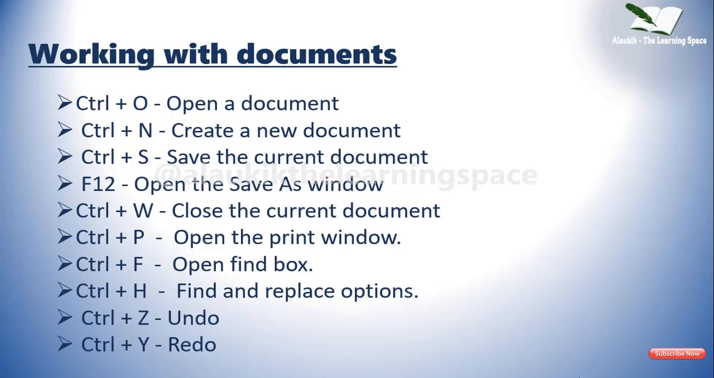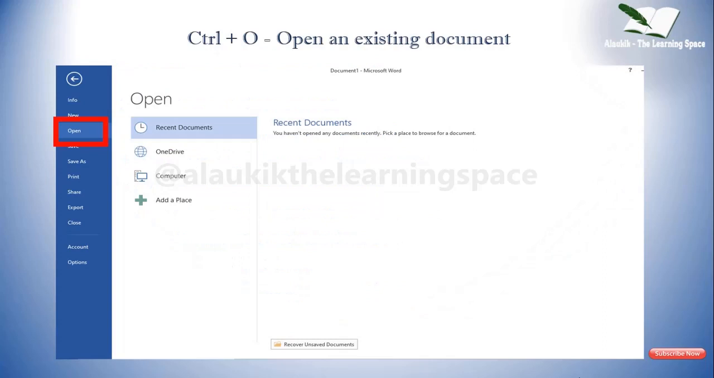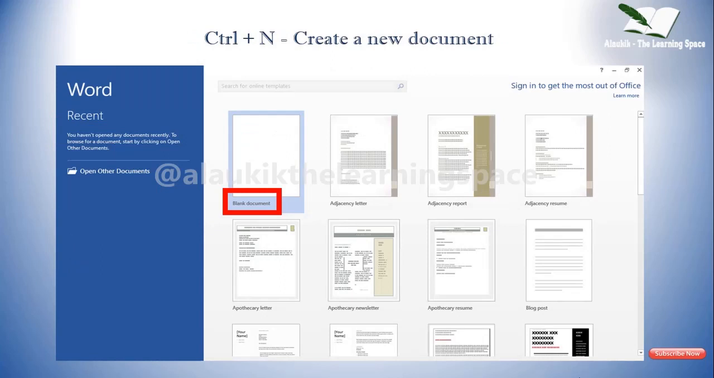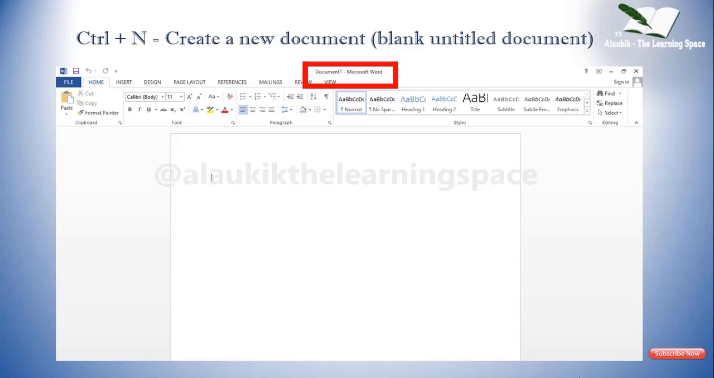Now our first segment is shortcut keys for working with documents. Fine. So the first shortcut key is Ctrl plus O to open an existing document. Means press Ctrl and O keys both at the same time in order to open an existing document. Fine. Next, Ctrl plus N, that is Ctrl N, for creating a new document. Here we have an option to create a completely new document. We can select a blank document or a template. So we get a blank untitled document.